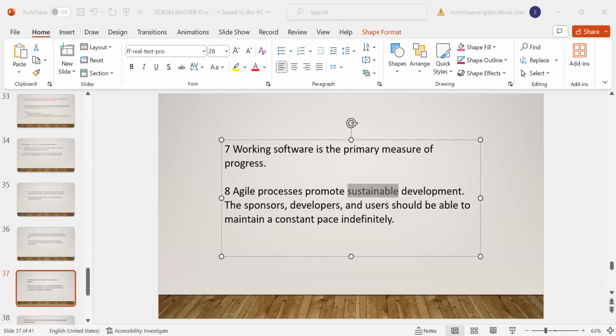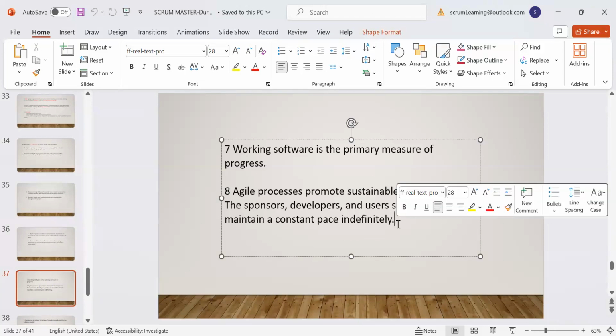Sustainable, able to sustain, means to maintain at a particular level. That's what sustainability is. You are able to be at one position. So that's what it says. Agile process promotes sustainable development. That means the development should be constant, never-ending, continuous. It should be a continuous process of delivering the features. Got it? That's what it means, and it should be with a constant pace.